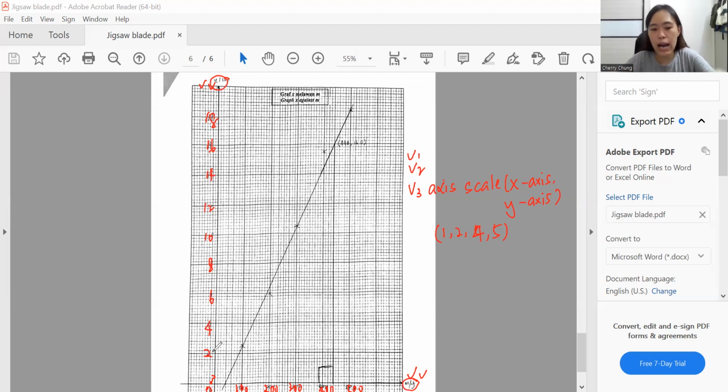Not this value only lah. You can like just make it like 0, 0.5, 1 like that. Okay, so as long as the scale is following these numbers, then you are on the correct path.